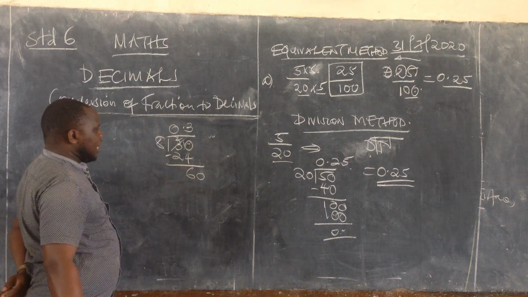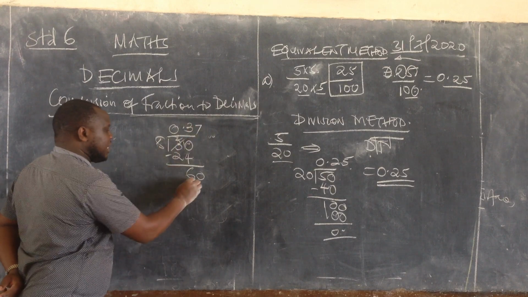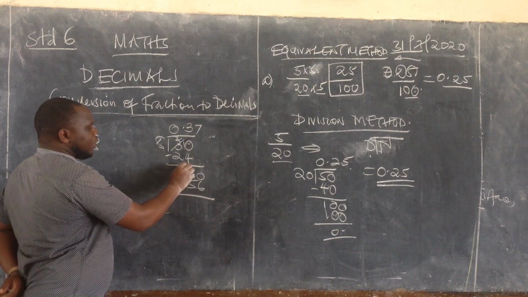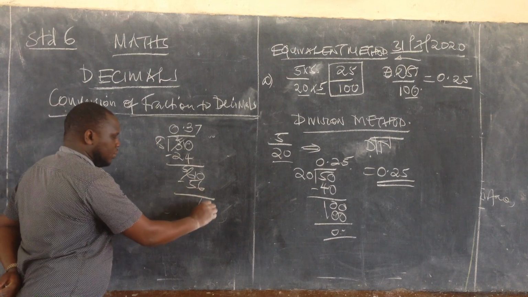Add a 0 there. Can 8 get into 60? Yes. How many times? 7 times, you get 56. Subtract, continue subtracting. Here you get 5, 1, borrow 1 here. 10 minus 6 is 4.